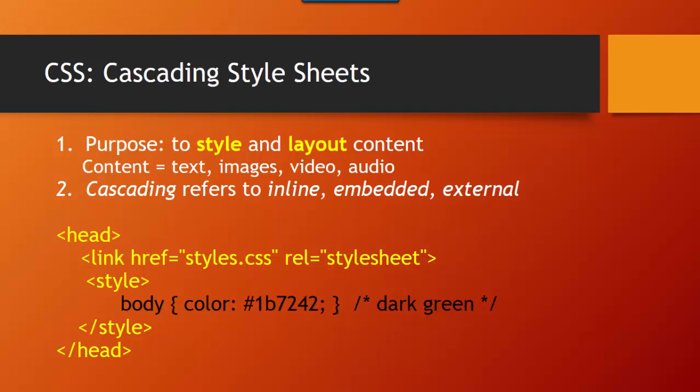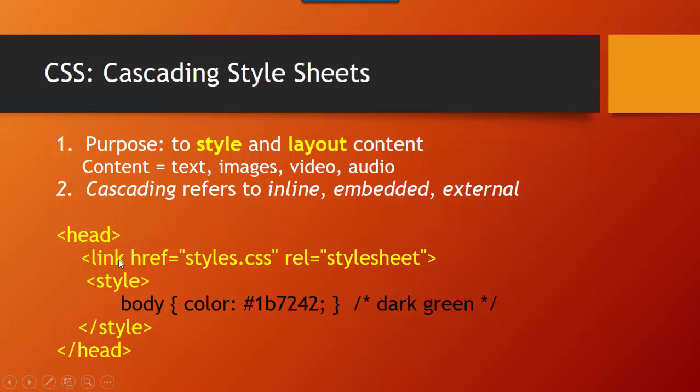The cascading part of cascading style sheets first refers to the fact that you can have styles in different locations on your web page. The three main locations are inline, embedded, and external. In this little code snippet that you see on the screen, I'm showing you two of the major places where you'll see your styles. And remember, the head section of a web page is information about the page, not the content on the page. The content on the page goes in the body section, which follows the head section.